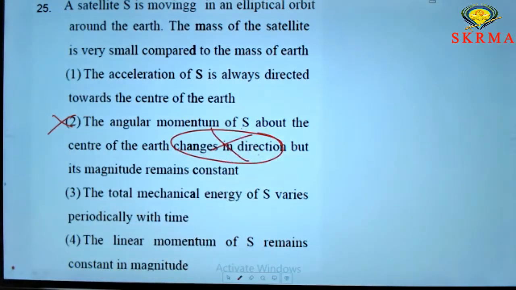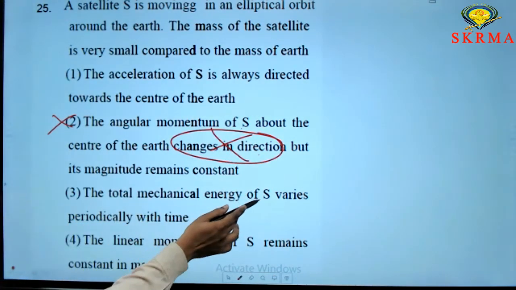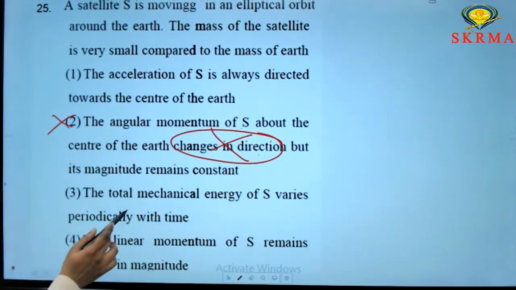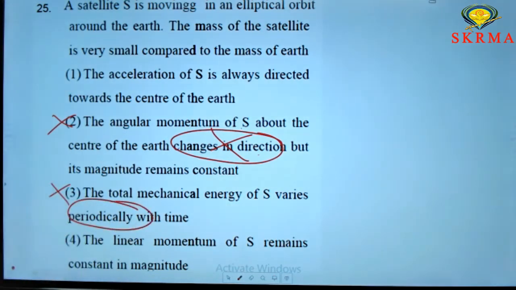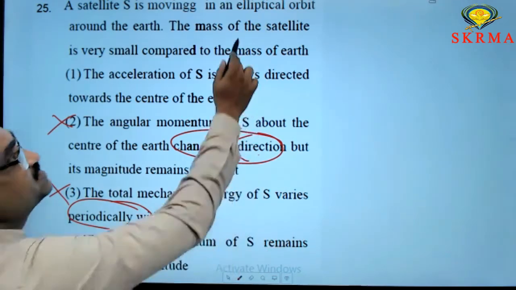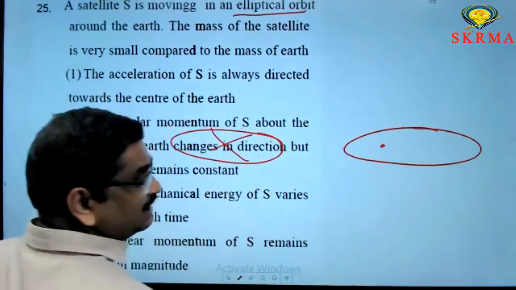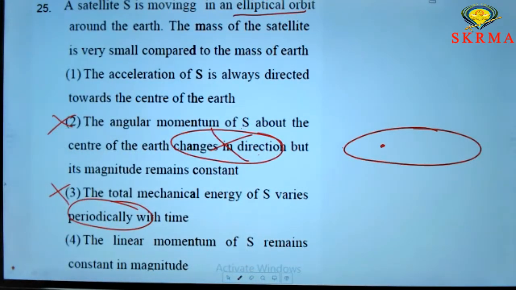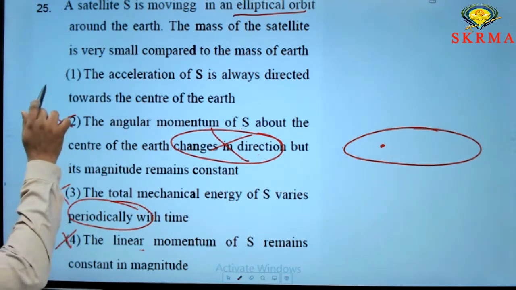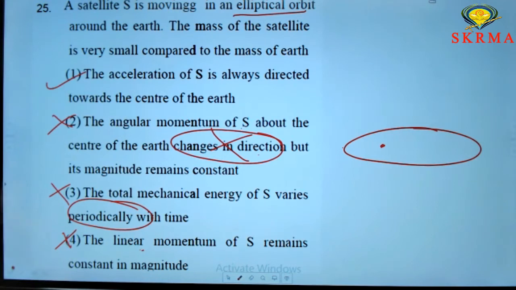So this is wrong. Next, the total mechanical energy of S varies periodically. No, total energy is constant. So this is also wrong. Next, linear momentum of S remains constant. So which orbit is this one? Elliptical orbit. Elliptical orbit means that velocity at the near point is different from the far point. So velocity is going to change in an elliptical orbit, but in a circular orbit it may be constant. So linear momentum is not constant in an elliptical orbit. Now, which option is the best one? Acceleration is always directed towards the center of the earth. So that is the correct one.